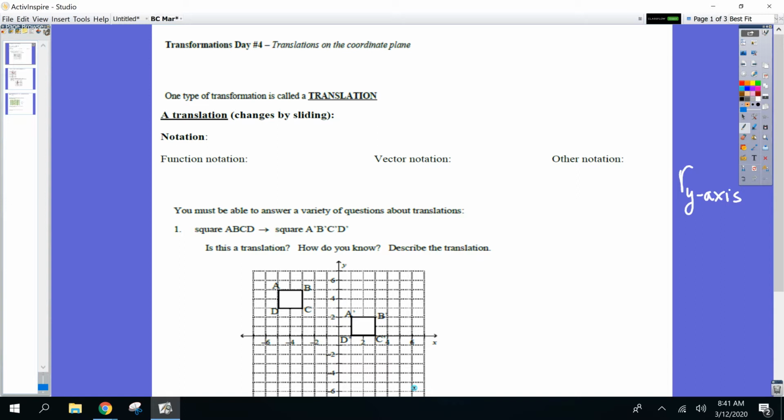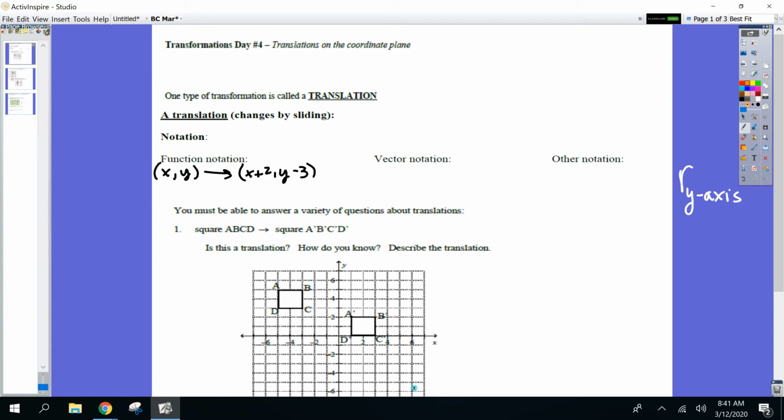Okay. First way to recognize is called function notation. It looks like this. You're going to have xy with an arrow, and then in the second parenthesis, it's going to tell you what to do with xy. So in this case, I'm going to put x plus 2, y minus 3. Can you guys guess in words now, what am I doing to a point or a figure if I go x plus 2, y minus 3? How do you think I'm going to move it?